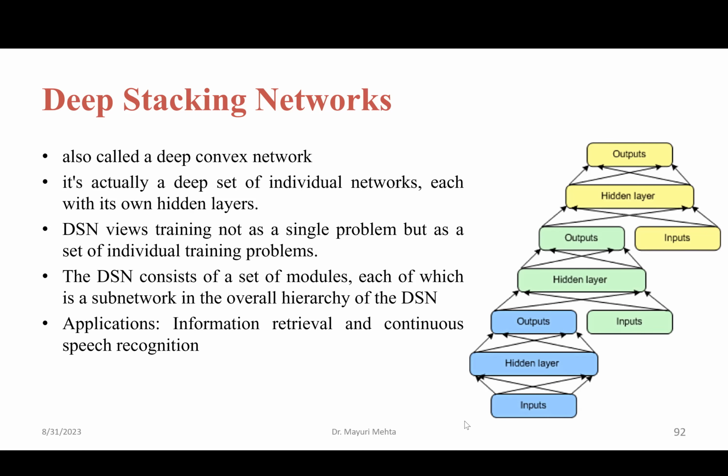So to overcome that problem associated with deep learning, the problem of complexity in training, this architecture was proposed. In any deep learning architecture, each layer exponentially increases the complexity of training. So this deep stacking network views training not as a single problem, but as a set of individual training problems.